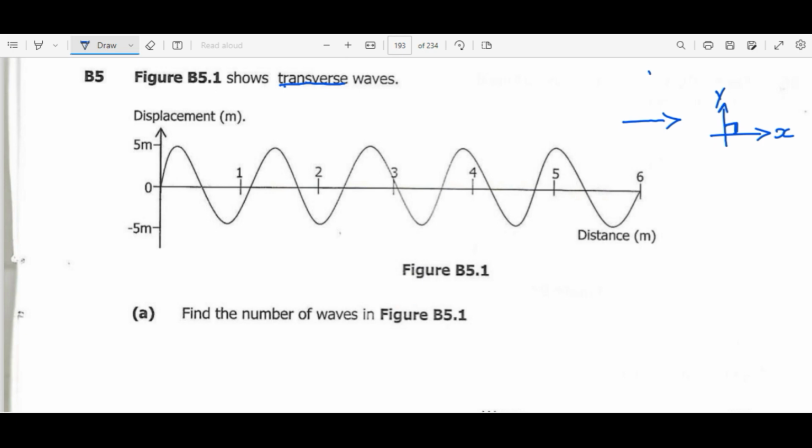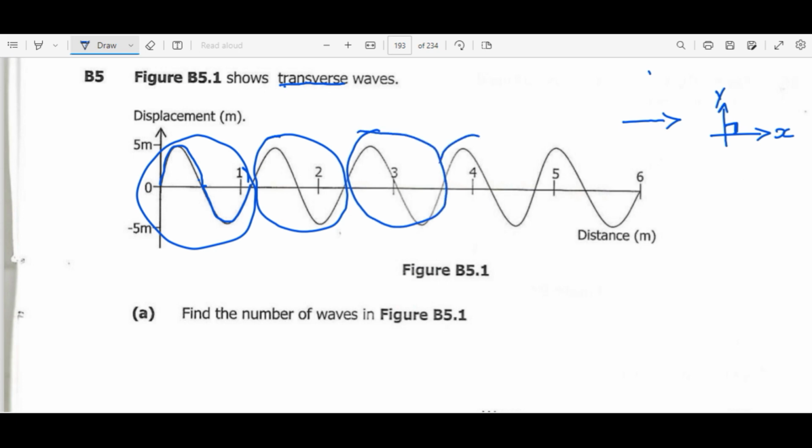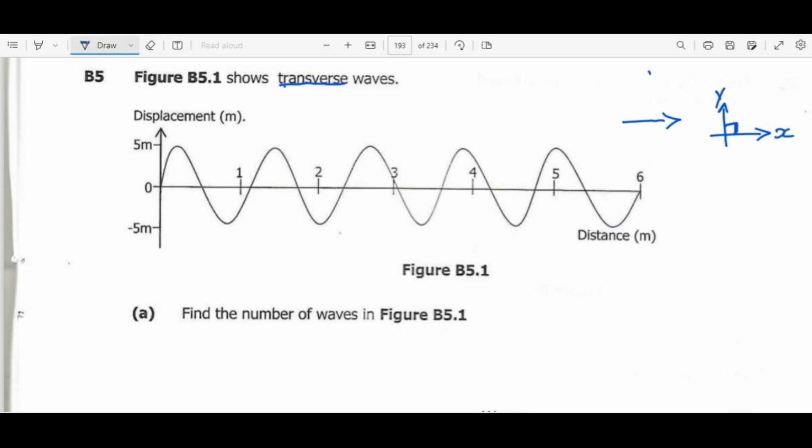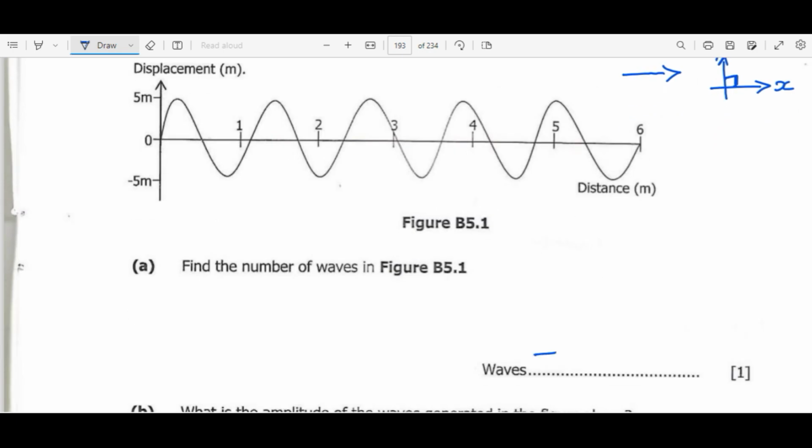we have question A, where we are told to find the number of waves in figure B 5.1. If you look at the number of waves for this one, we just have to count according to the diagram. So how do you count the number of waves? This part here, this peak, is considered to be the half plus this. So this makes one wave, then this 2 waves, 3 waves, 4 waves. So we have 5 waves in total. This is how you are supposed to count the number of waves if you encounter a question like this. So we'll say 5 waves.